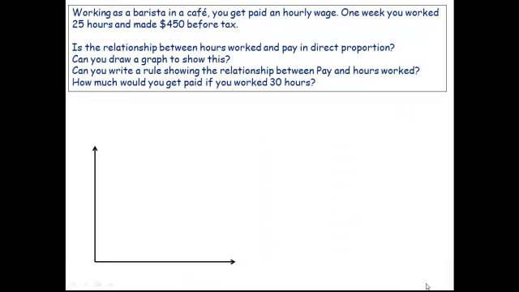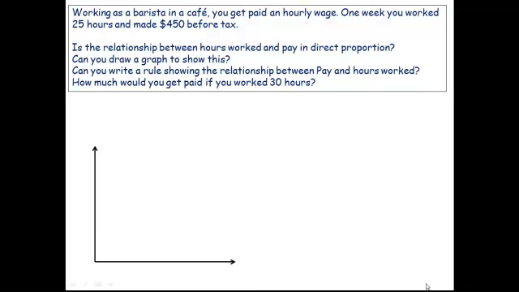Okay, there's one more question which you can try on your own, otherwise you can follow along with me. So, working as a barista in a cafe, you get paid an hourly wage. One week you worked 25 hours and made $450 before tax. So is the relationship between hours worked and pay in direct proportion? What do you think? Is this something that's in direct proportion?